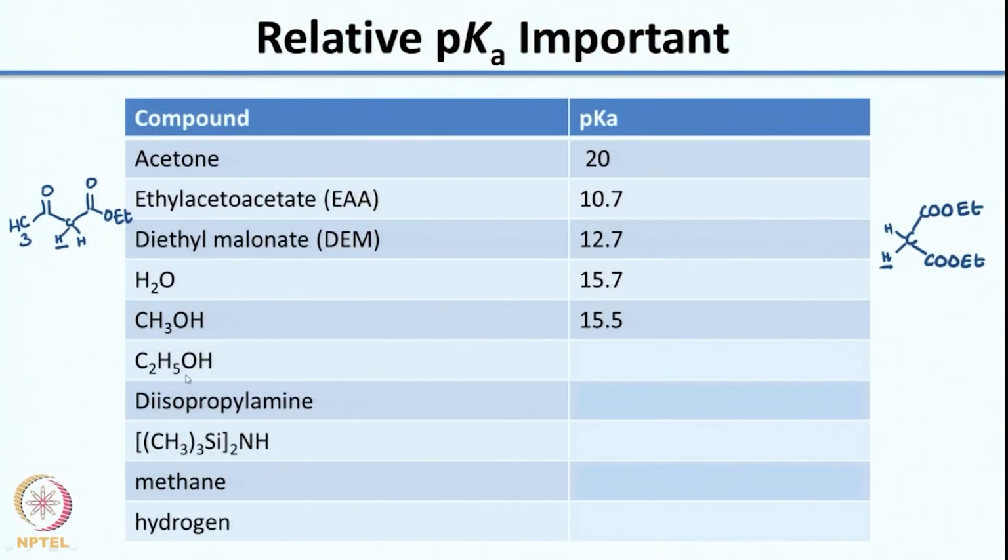Now let us look at the conjugate acids of the bases. If you have ethoxide as the base, the conjugate acid would be ethanol. Now when you compare methanol with ethanol, methanol has a pKa of 15.5. So what do you think would be the pKa of ethanol? Will it be more than methanol or less than methanol? Hopefully you have gotten the answer correct. The pKa will be more because ethanol is less acidic than methanol.